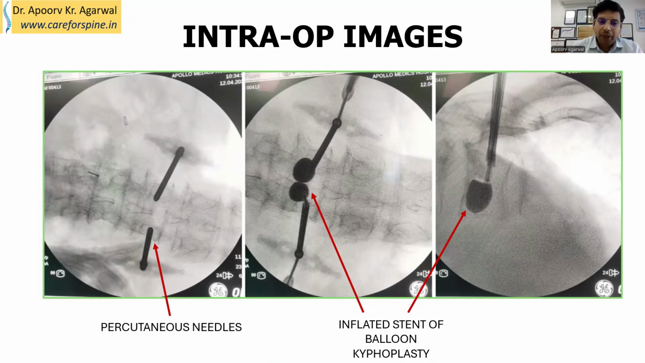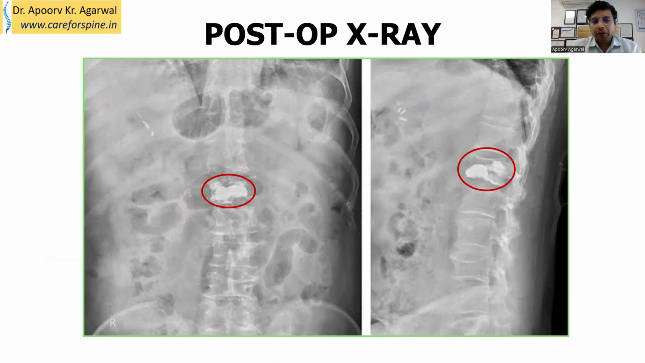So this is how we actually do it. We use these percutaneous Jamshidi needles. We put the balloon catheters and inflate them under C-arm guidance. This is how it appears, and following which we did the cementing. So this is a post-op X-ray, the AP and the lateral views of the L1 vertebra.